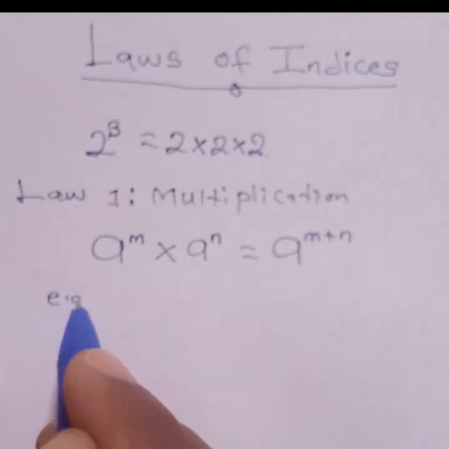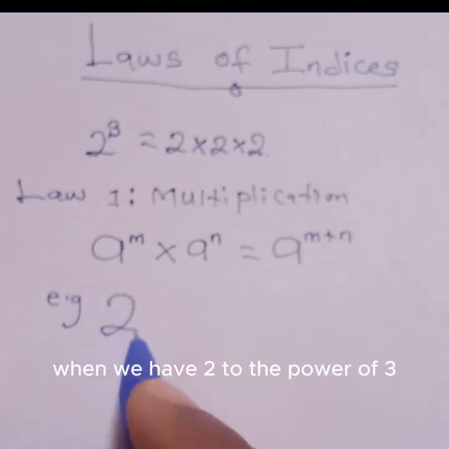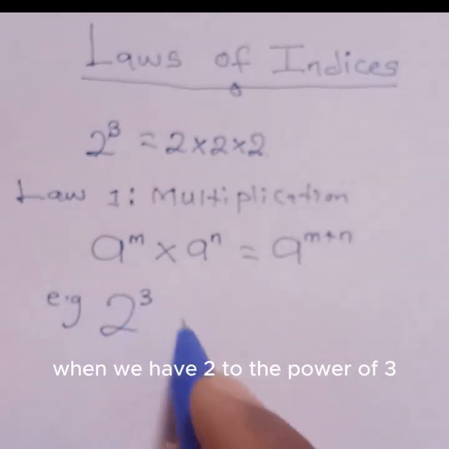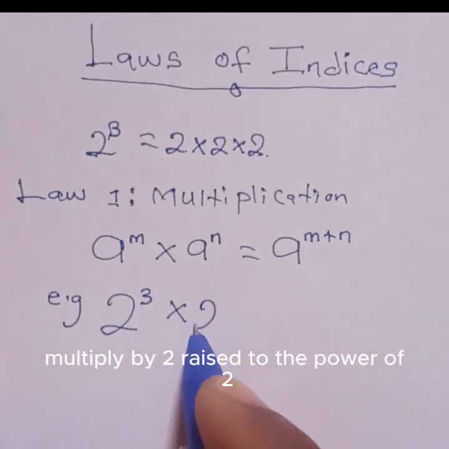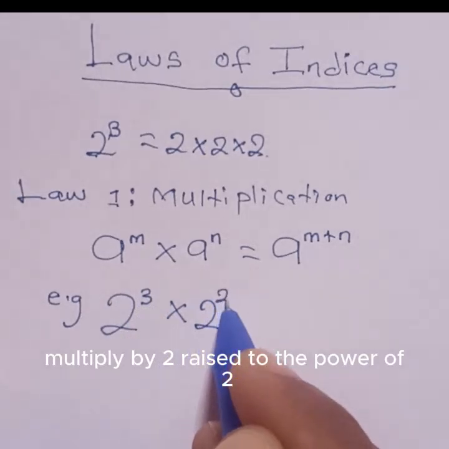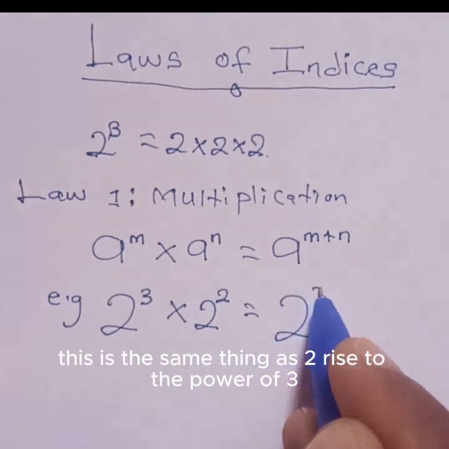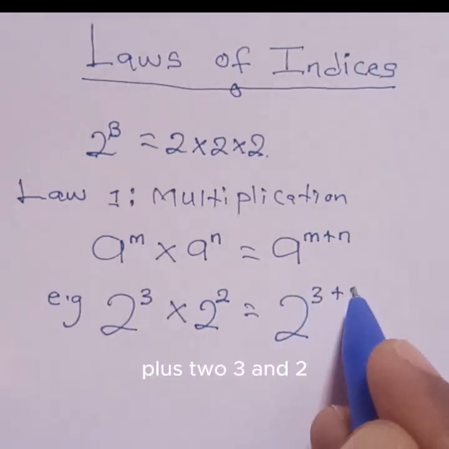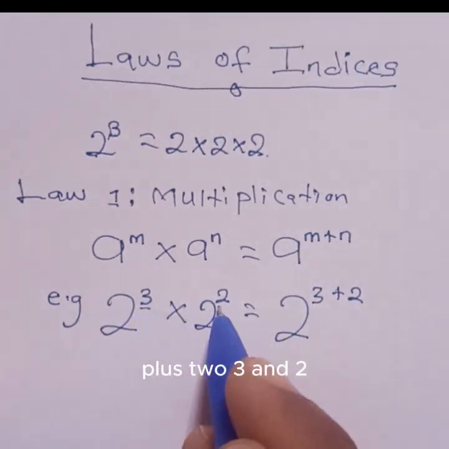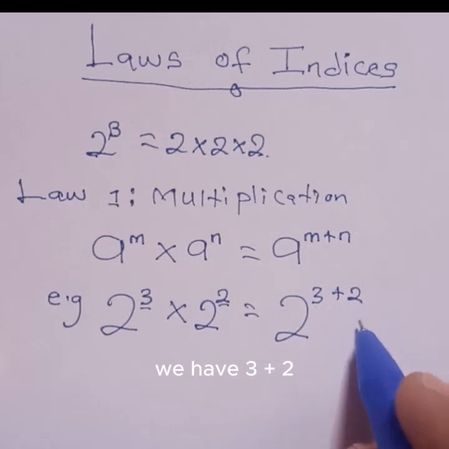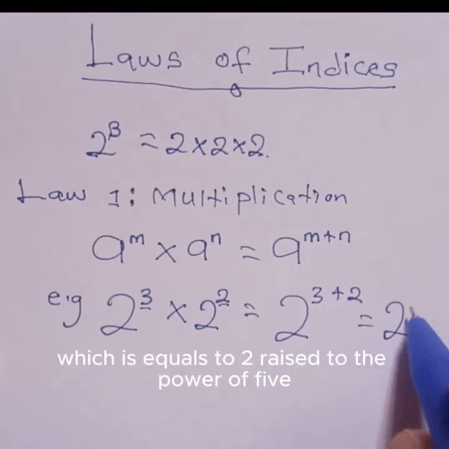For example, when we have 2 raised to the power of 3 multiplied by 2 raised to the power of 2, this is the same thing as 2 raised to the power of 3 plus 2. We have 3 plus 2, which is equal to 2 raised to the power of 5.